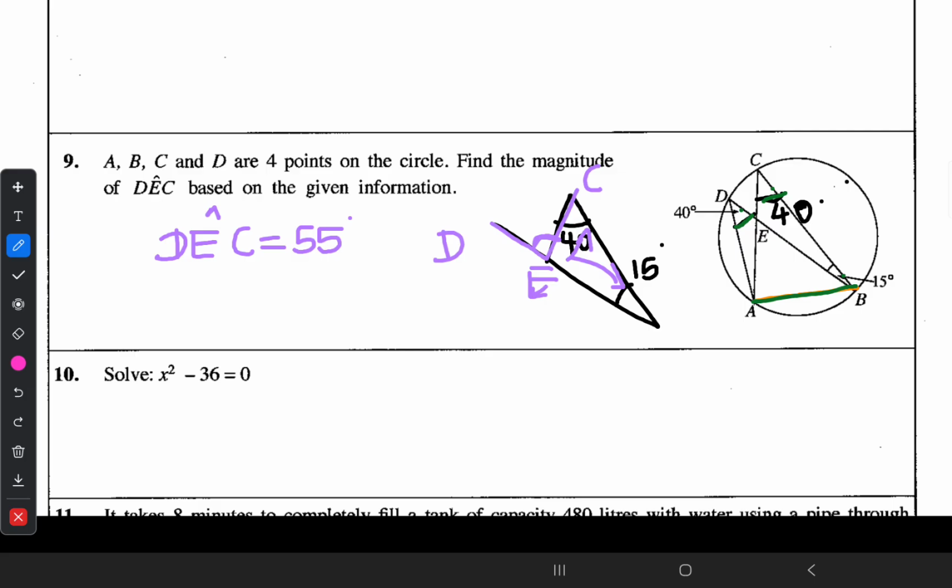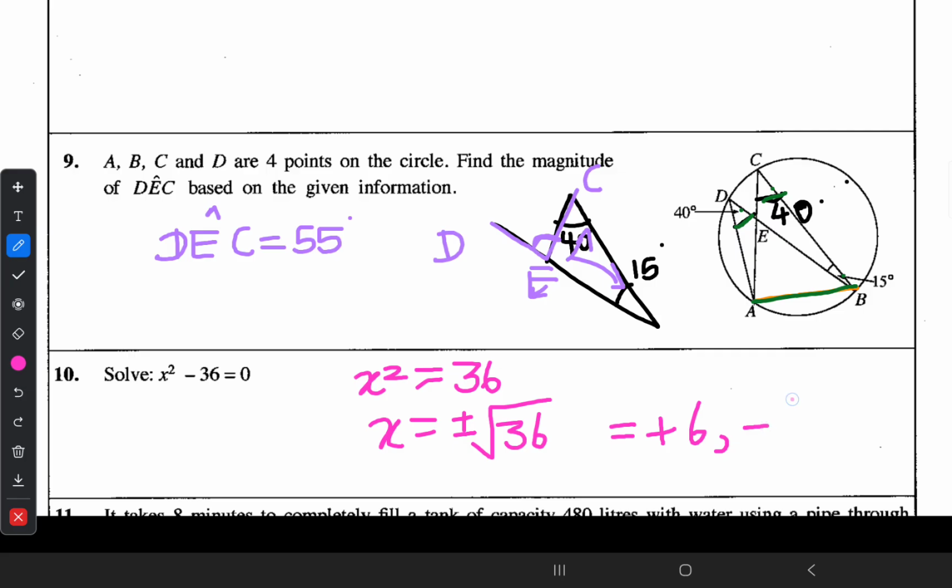Then the 10th one. X square minus 36 equals 0. So x square would be 36. X should be equal to, when you have a square value, you have to write the square root. But while writing the square root, definitely you should denote plus or minus. So the answers are plus 6, minus 6. Plus or minus square root of 36 would be 6. So we will have two solutions, plus 6 and minus 6.